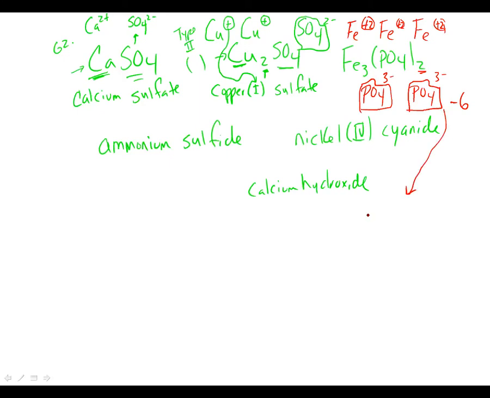That means that the name would be iron Roman numeral 2. And even though we have more than one phosphate, we still just use phosphate as the name. And again, the 2 is for the charge on the metal. Any questions on naming those 3?